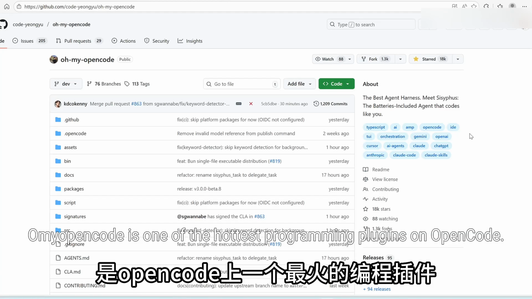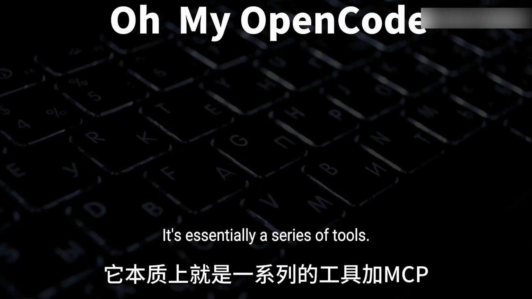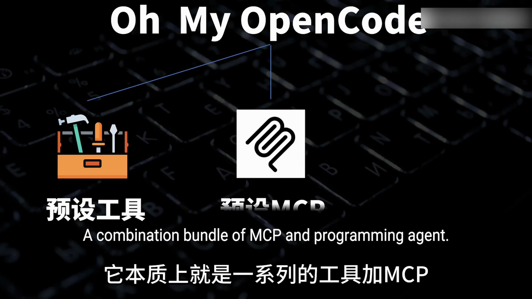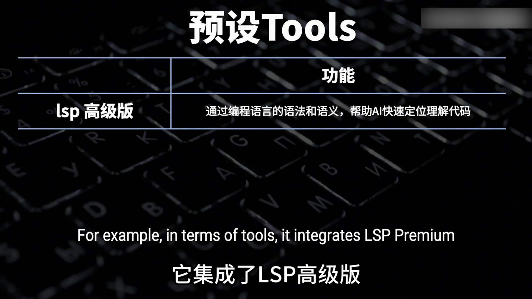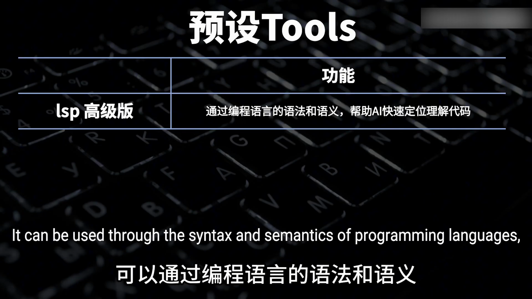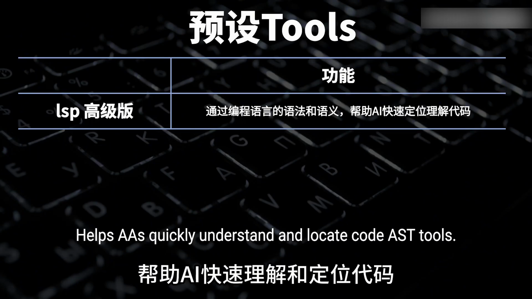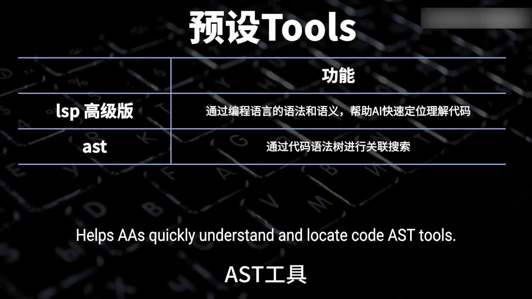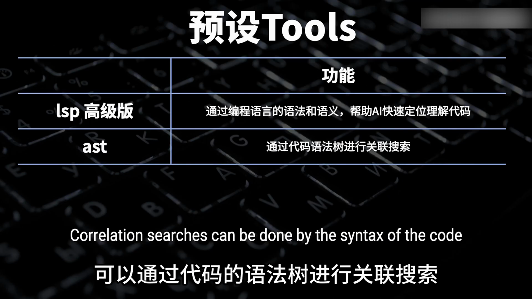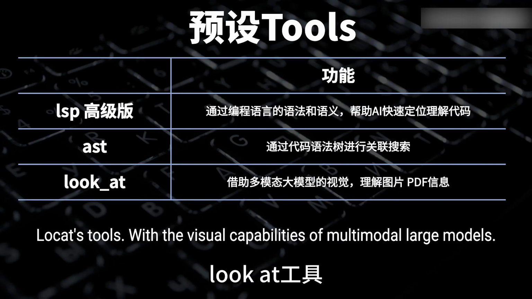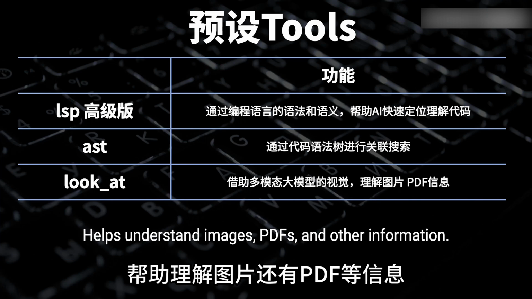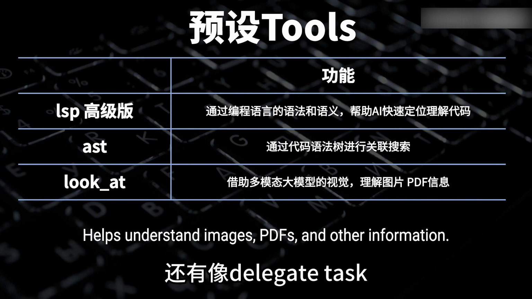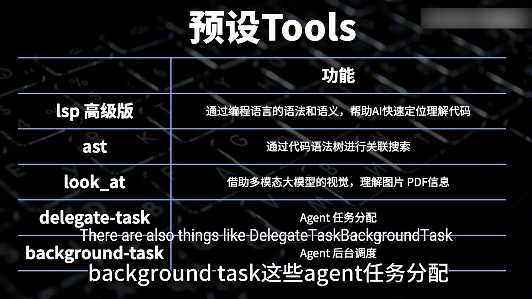Oh My OpenCode is one of the hottest programming plugins on OpenCode. It's essentially a series of tools, a combination bundle of MCPs and programming agents. For example, in terms of tools, it integrates LSP, which works through the syntax and semantics of programming languages and helps AI quickly understand and locate code. AST tools allow related searches by the syntax of the code. Look At tools, with the visual capabilities of multimodal large models, help understand images, PDFs, and other information. There are also things like delegate task and background task.